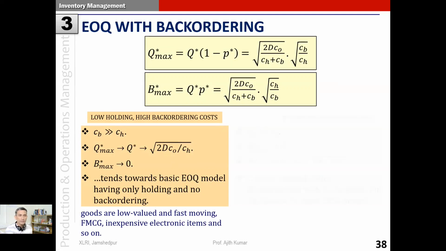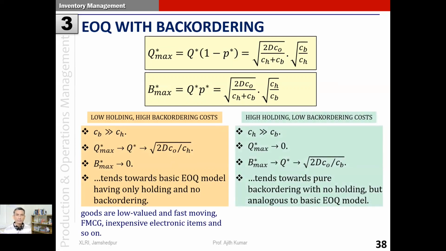Now the other extreme scenario is when the holding costs are very high and the back ordering costs are very low. This is what we are interested in by creating this model. So here CH is much, much greater than CB. In that case, what would happen? The Q star max will tend towards 0 and the B star max will tend towards Q star, the exact opposite of the previous scenario. And that would tend towards square root of 2D CO by CB. Okay, so it's as if we are inverting the basic EOQ model or replacing the basic EOQ model's holding cost with the back ordering cost. It's as simple. CH is now replaced by CB in the basic EOQ model.